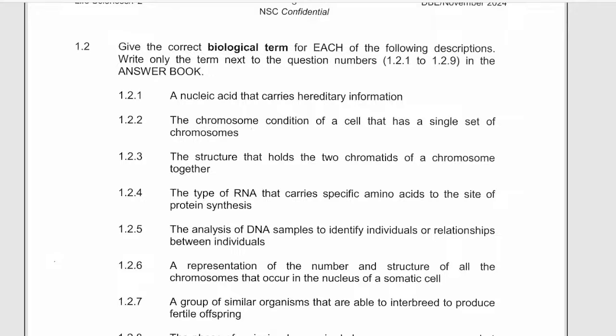When we got the biological term, the nucleic acid carrying hereditary information, we talked about it. It is DNA. We said yesterday, the functions of DNA, that it carries genetic information. Yes. So now they brought the question.